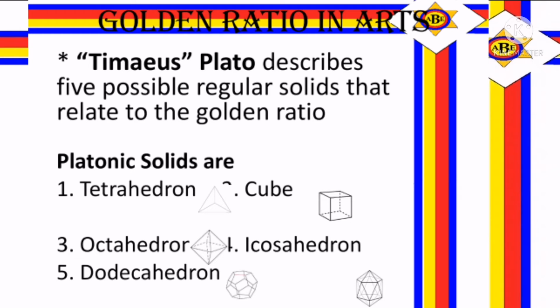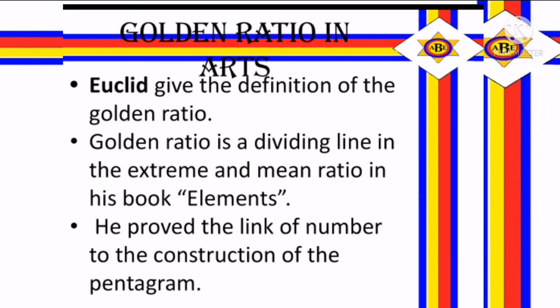In Timaeus, Plato described 5 possible regular solids that relate to the golden ratio. Platonic solids are tetrahedron, cube, octahedron, icosahedron, dodecahedron. Euclid gave the definition of the golden ratio. He said that the golden ratio is a dividing line in the extreme and mean ratio in his book Elements.